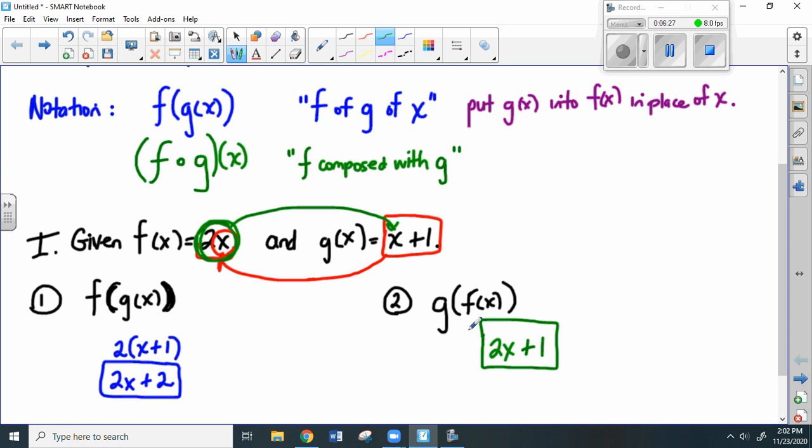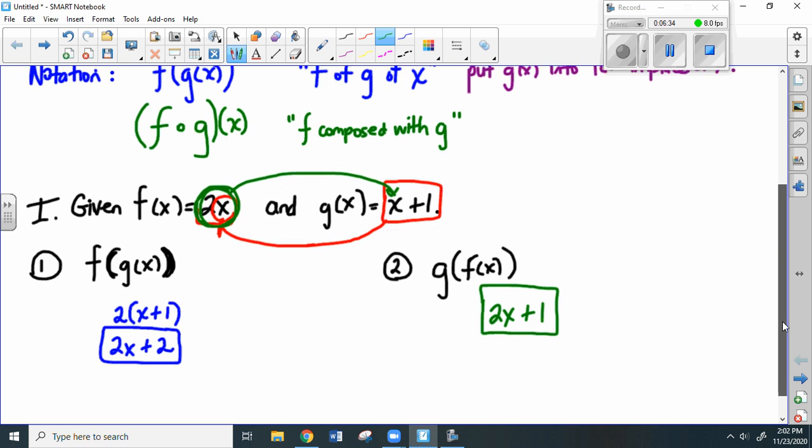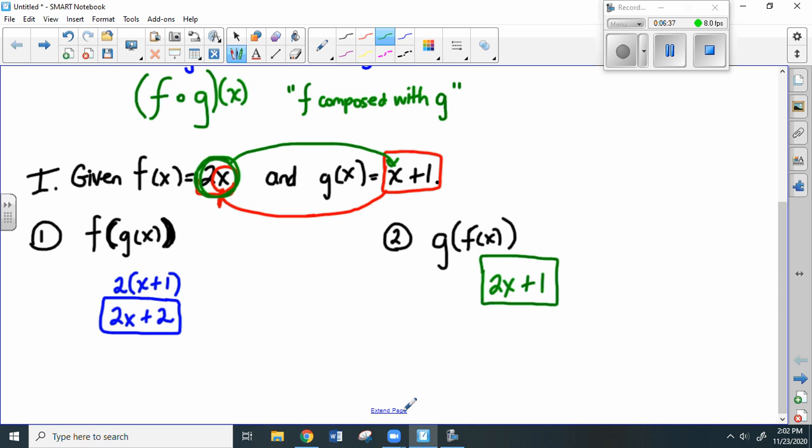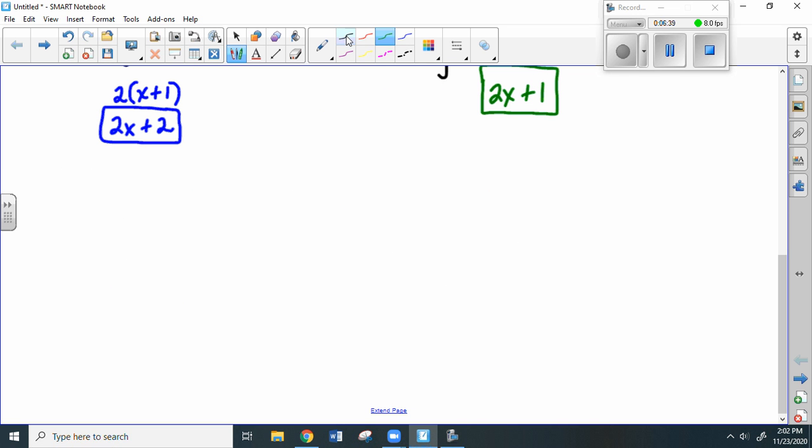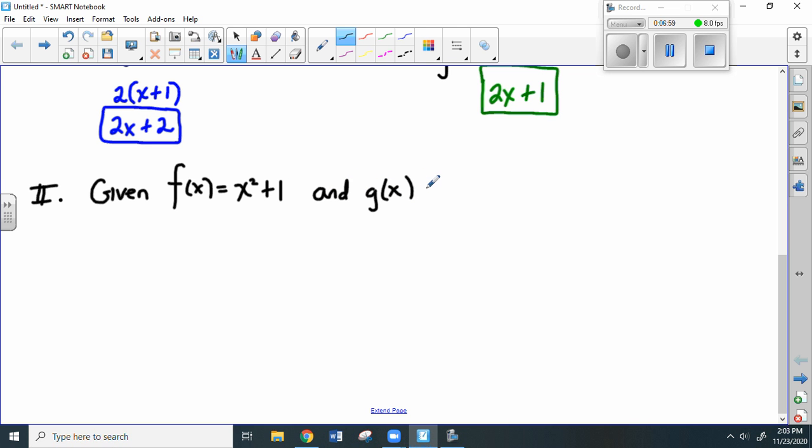Okay, so whichever one comes second, you're going to put into the first one, in place of x. All right, let me give you some new functions. Let me change it up, give you a new f and g. Let's bump it up a little bit. Let's say f of x was equal to x squared plus 1, and g of x was equal to x minus 2.